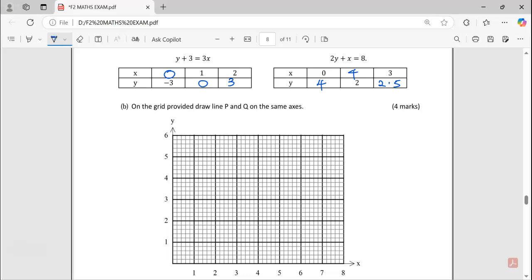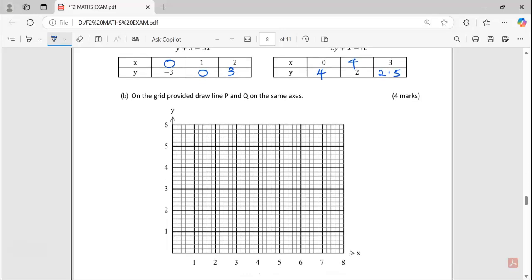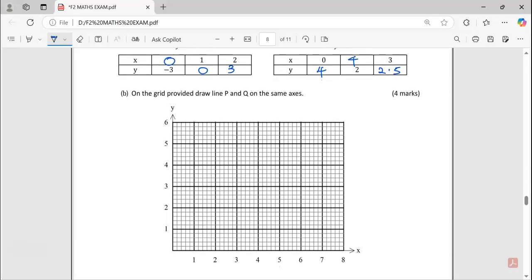Let me start with y plus 3 equals 3x. If you look at the table, we have negative values of x and y, but our grid is limited to the positive values of x and y. So that means in table 1, we'll use two values: when x is 1 and when x is 2. When x is 1, y is 0, so we'll plot. And when x is 2, y is 3. Then we can join.